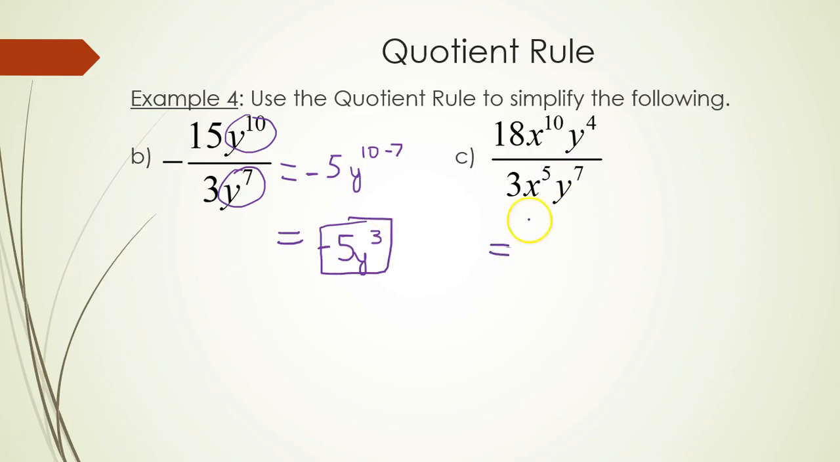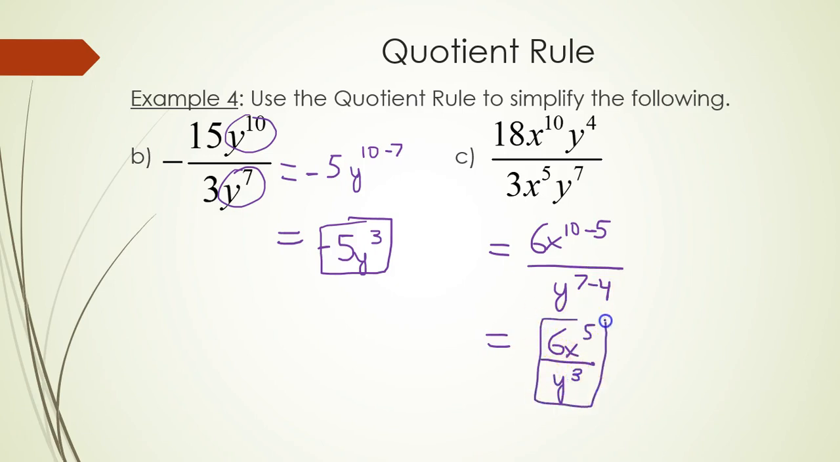In part C, I have 18 over 3, which is 6. X to the 10 minus 5, which belongs on top because the 10's where I started from. And then on the bottom, I have y to the 7 minus 4. 7 is the bigger number. It's on the bottom, so that's why 7 minus 4 has to go on the bottom. This leaves me with 6x to the 5th over y cubed, and that's your quotient rule.